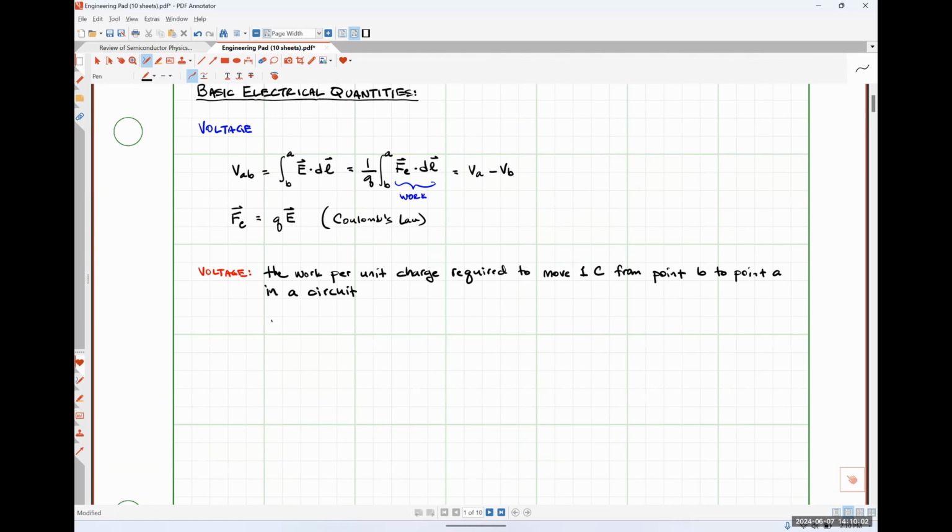Voltage will be considered to be the difference in electrical potential energy between 2 points in a circuit. And this is the definition that we are going to use the most.